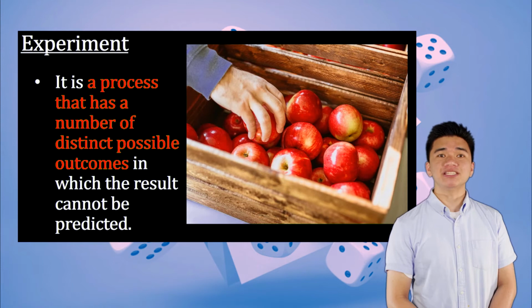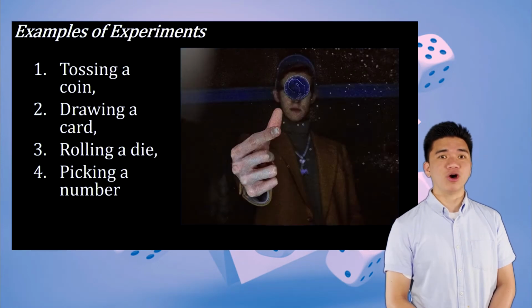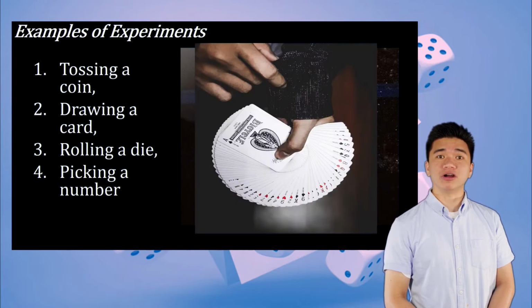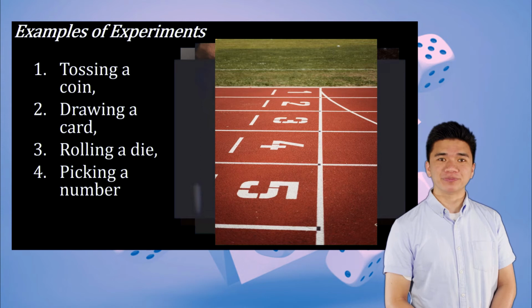Experiment. It is a process that has a number of distinct possible outcomes in which the result cannot be predicted. Examples: tossing a coin, drawing a card, rolling a die, picking a number. All of these are experiments, and all of which have many possible results.